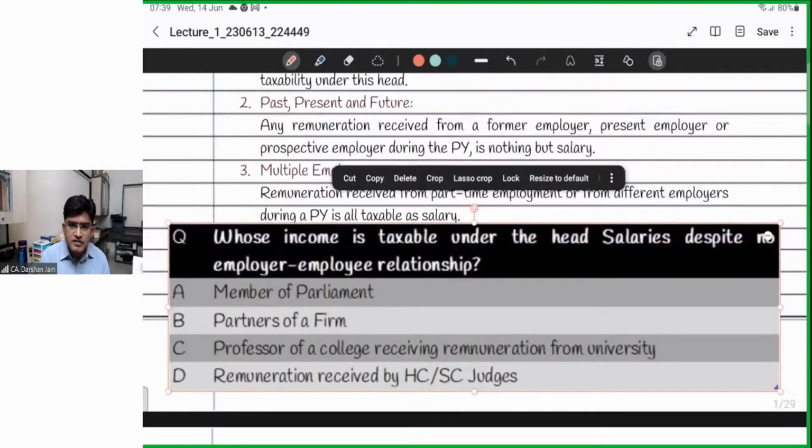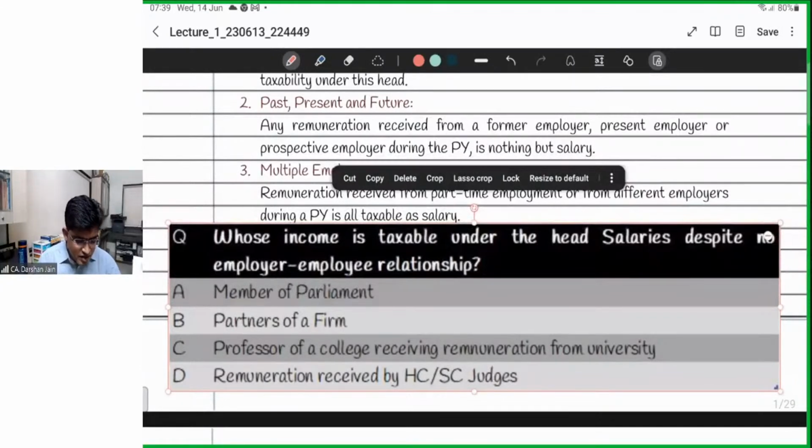Whatever you get from the university is not in the capacity of an employee, but as a consultant probably, or as a paper checker. That is going to be taxed as income from other sources and not salaries. So C is certainly the wrong answer.